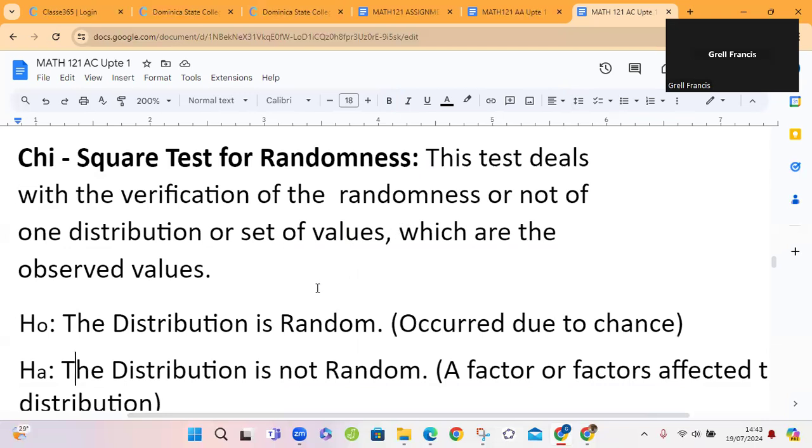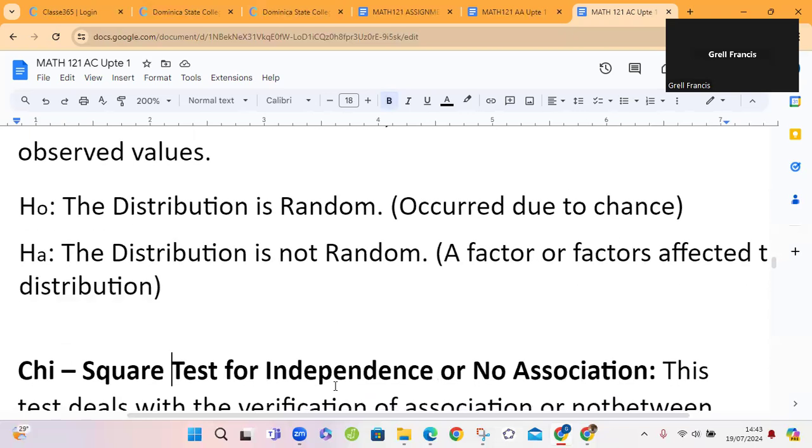And the null will be saying that the distribution is random, and the alternative will be saying that the distribution is not random. The expected values will be calculated by finding the average of the observed values. So the null, I repeat, will be saying the distribution is random, meaning there is no factor affecting the distribution. And the alternative will be saying that the distribution is not random, that there is a factor affecting the distribution.